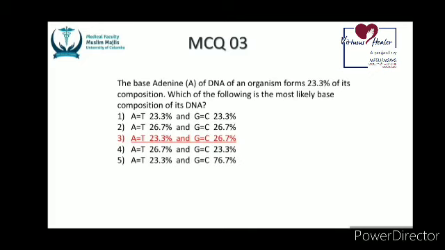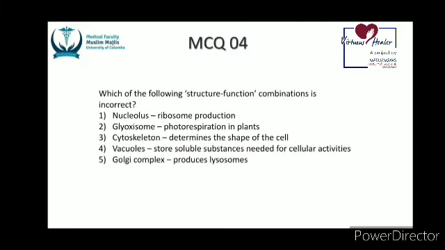So out of the given 5 statements, the correct answer will be the third statement, which says that adenine is equal to thymine, which is 23.3%, and guanine equals cytosine, which is 26.7%. MCQ number 4, which of the following structure function combinations is incorrect? Now note that here they are asking for the incorrect statement.